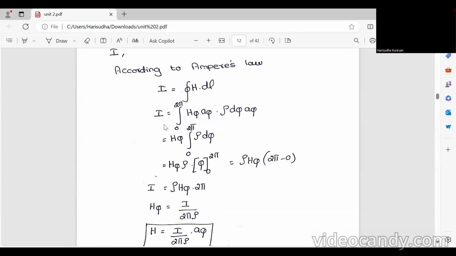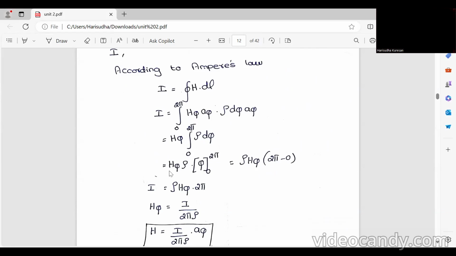So in this equation, we can take H phi as common. Therefore, H phi I have taken outside the integral. And the dot product of the same vector will be equal to 1. That is, a phi dot a phi unit vector will be equal to 1. So the dot product of the same vectors will be equal to 1. Therefore, the remaining terms will be rho into d phi. The integral limits will be 0 to 2 pi.